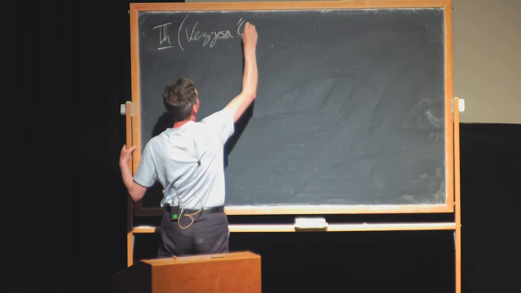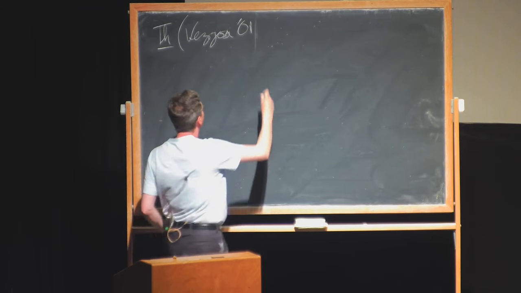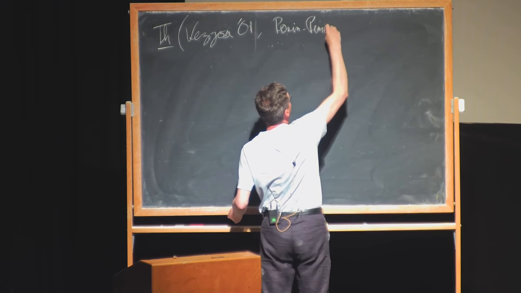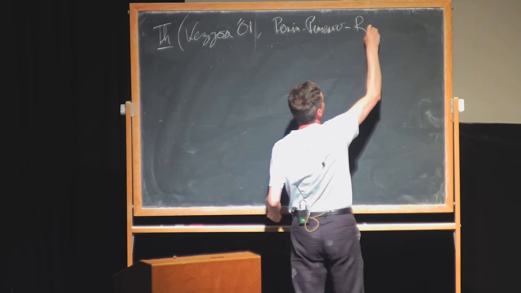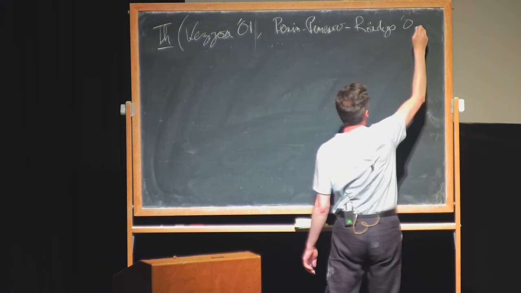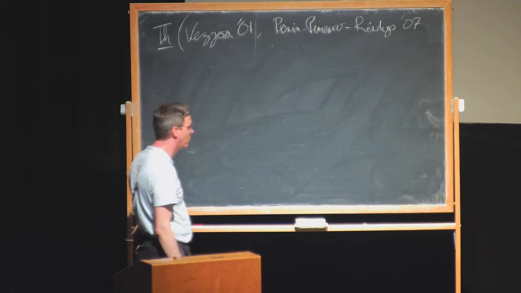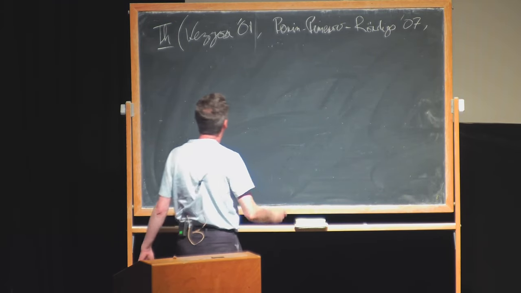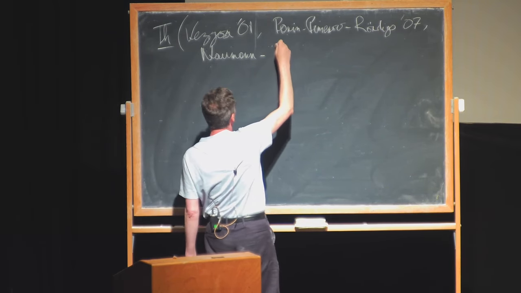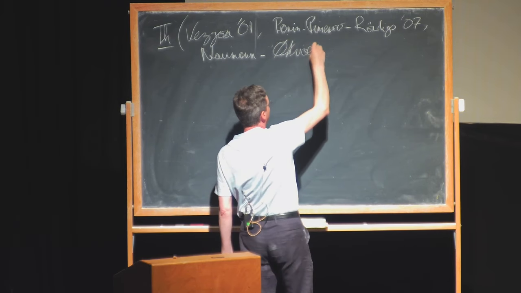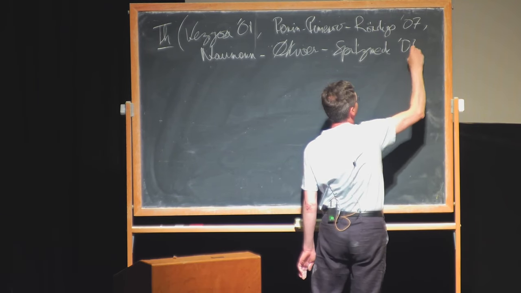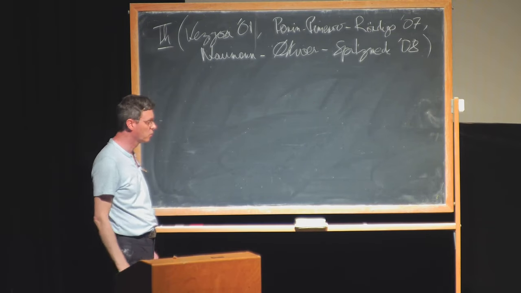So maybe I give dates. Voevodsky was the first to prove this over a field. Then there was Panin, Pimenov, and Röndigs, which gives another proof. I think it's 2007. Which was maybe better, but still over a field. And finally, there's this work of Niko Naumann, Paul Arne Østvær, and Markus Spitzweck, 2008, which proved this over any base, so in the context where I am.